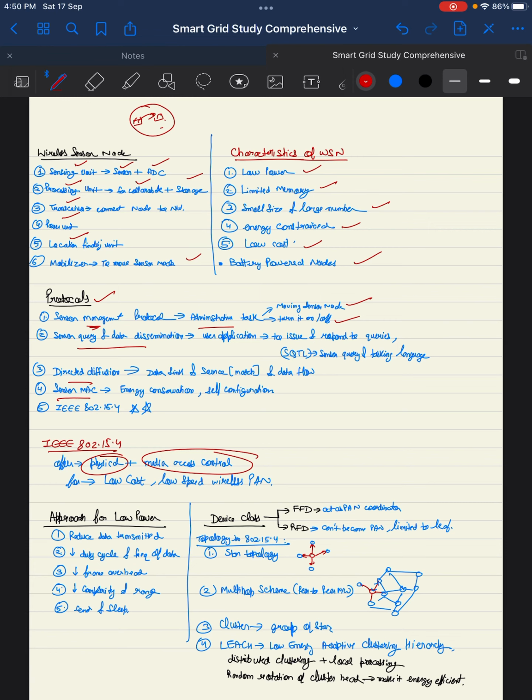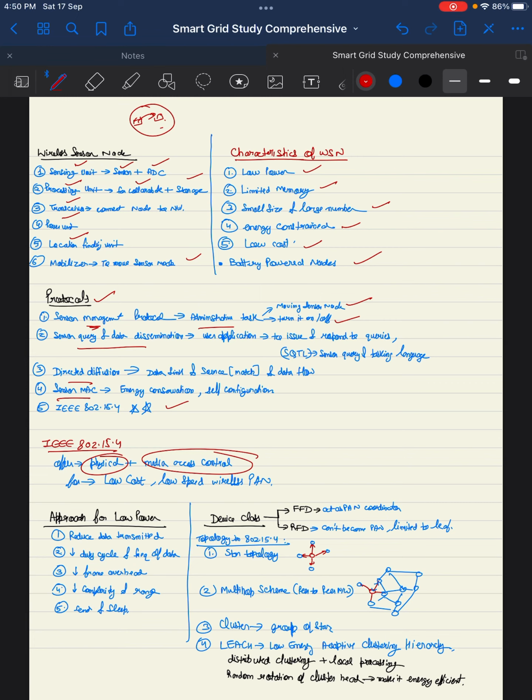Then comes sensor MAC. Basically sensor MAC is a MAC protocol designed for wireless sensor networks. When we talk about its characteristics, energy consumption and self-configurability are the characteristics of sensor MAC. Then comes IEEE 802.15.4. It's the most important protocol, which we are going to see in the upcoming videos.